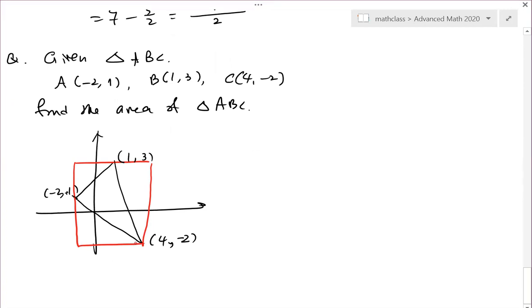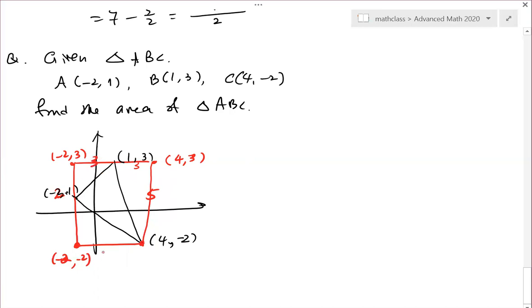So let's figure out each side. Let's find the coordinates of the four vertices. This one is -2, not -2 and -2. And that will be -2 and 3. And then here will be 4 and 3. So you got all those coordinates. Then it's easy to figure out the lengths. -2 to 3 is 5. And from 1 to 4 is 3. And from -2 to 1 is also 3.